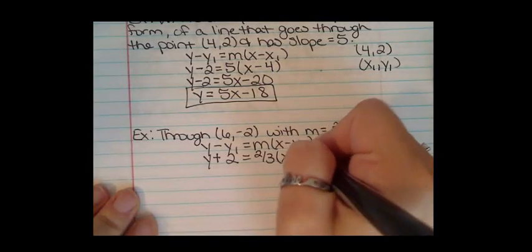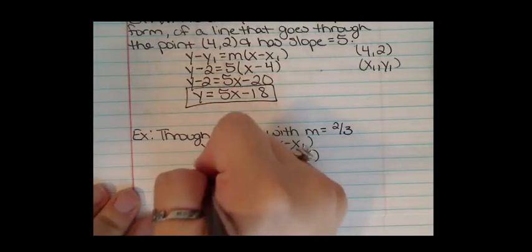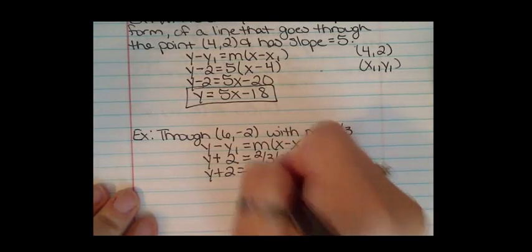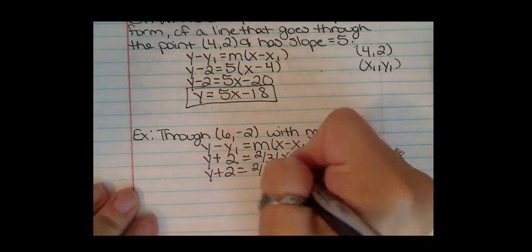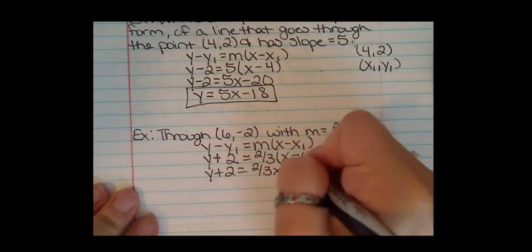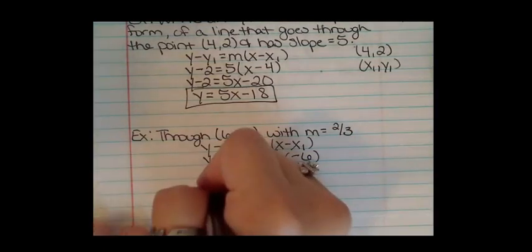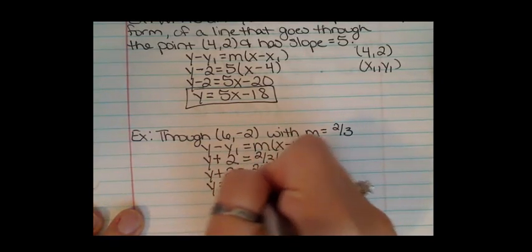y plus 2 equals 2/3x, and then 2/3 times -6 will give you -4. Again, if you need a refresher on multiplying by fractions, that's in chapter 1. I need to subtract over my 2, so that gives me 2/3x minus 6. And that looks an awful lot like my y equals mx plus b.